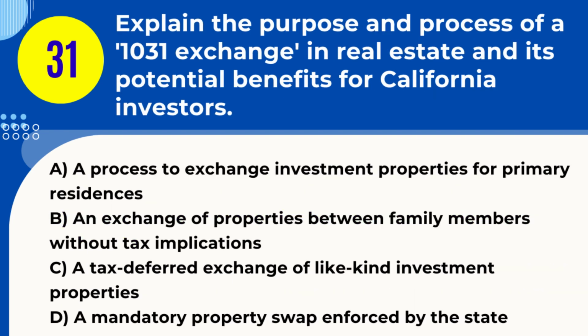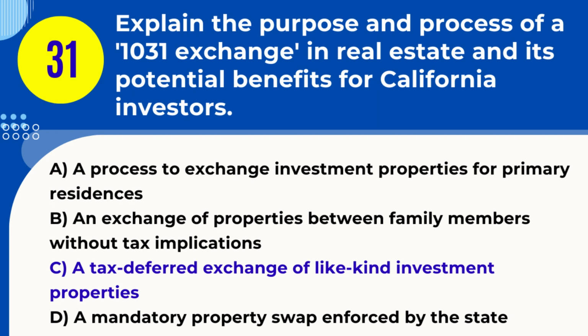Question 31. Explain the purpose and process of a 1031 exchange in real estate and its potential benefits for California investors. A. A process to exchange investment properties for primary residences. B. An exchange of properties between family members without tax implications. C. A tax-deferred exchange of like-kind investment properties. D. A mandatory property swap enforced by the state.